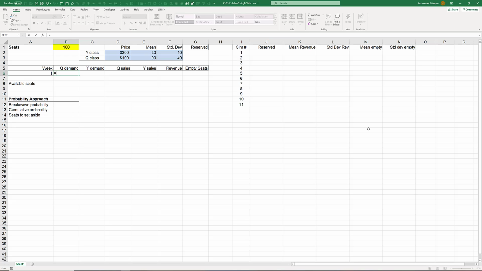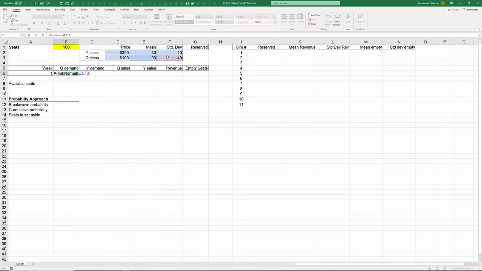And we have to truncate on the left side. So we have risk normal. I'm going to type it out. Risk normal, right? And this is Q class. So E3 comma F3.